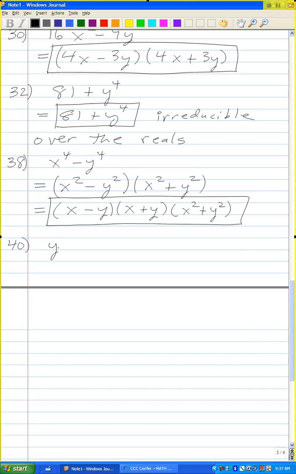Let me do problem number 40. Y to the 4 minus 16 x to the 4. So this is the difference of squares. So let's write this as the product of the sum and difference of two terms. Square root of y to the fourth is y squared. Square root of 16 x to the fourth is 4x squared. Times, well, the same thing, except change the minus to a plus.